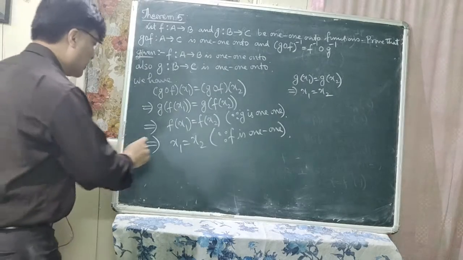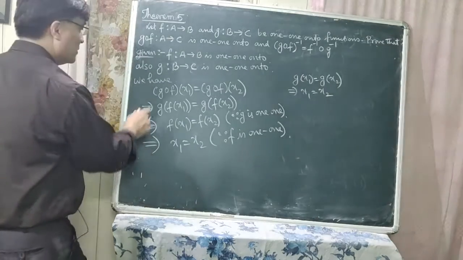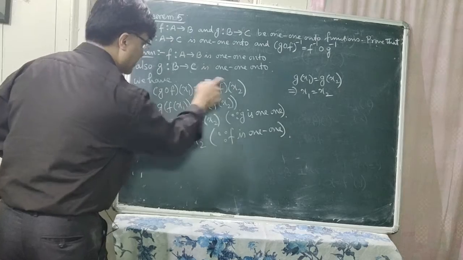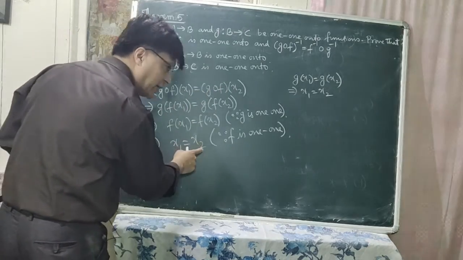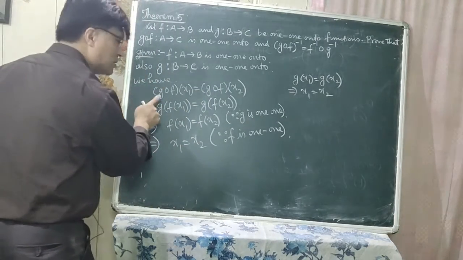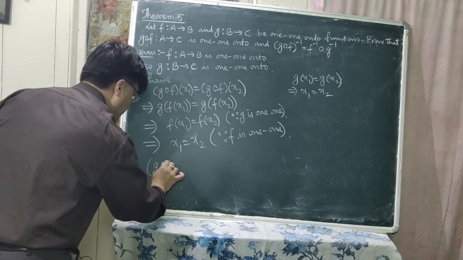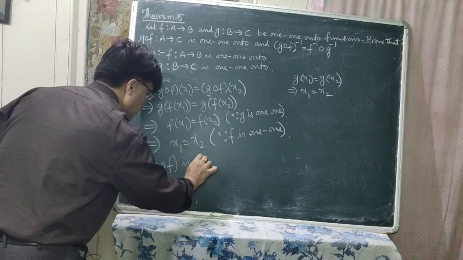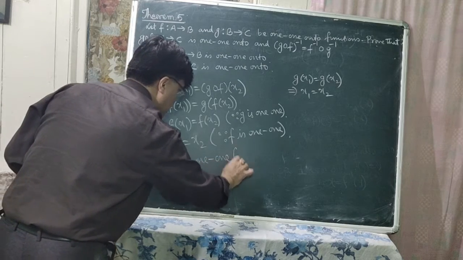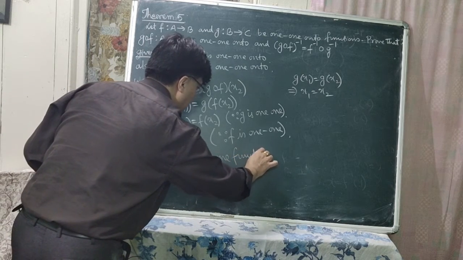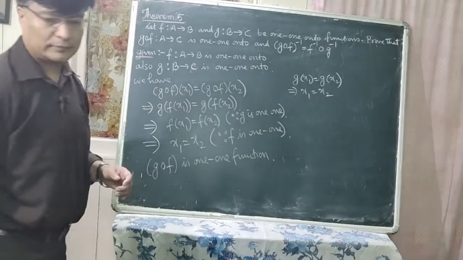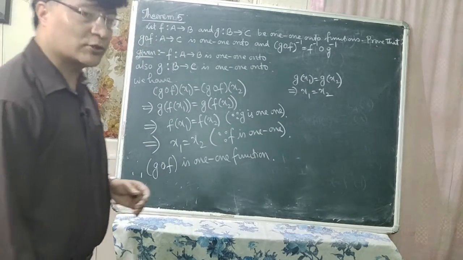So I think I've understood it. So we can write here, therefore g∘f of x1 is equal to g∘f of x2 implies that x1 is equal to x2. What does it indicate? g∘f is also a 1-1 function. So g∘f is a 1-1 function. So I think you have understood it.